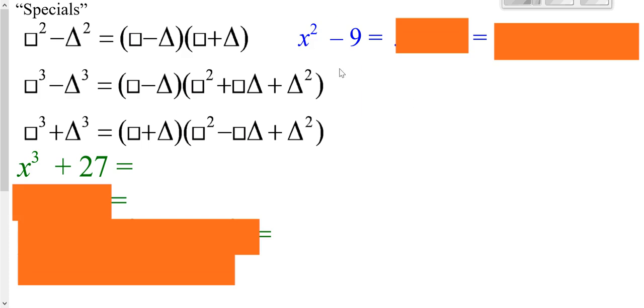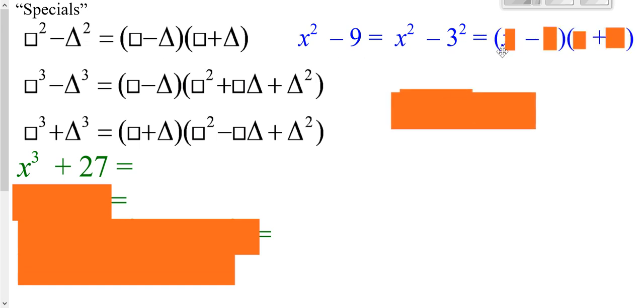So here we have two terms, no greatest common factor. Is it differences of squares or differences of cubes? Well, we have a squared here, so I'm going to think this, and we also know that 9 is a 3 squared. So you've got to think, okay, your box is what's being squared, which is my x. My triangle is what's being squared at the end, which is my 3. So I replace each box with an x, and I replace each triangle with a 3.